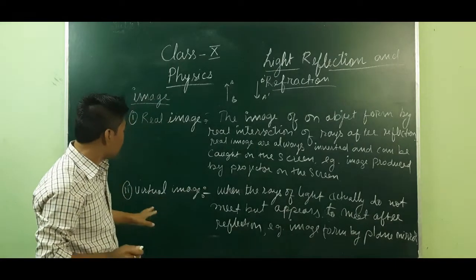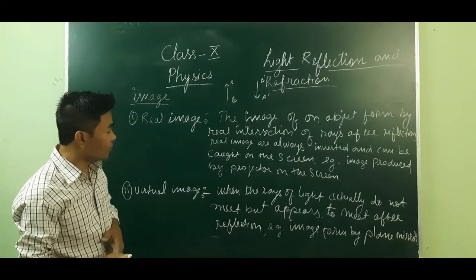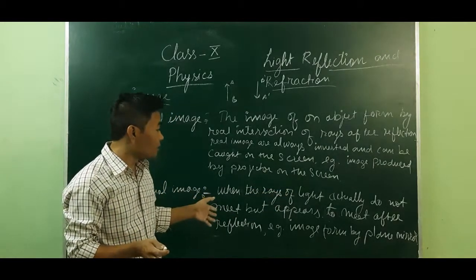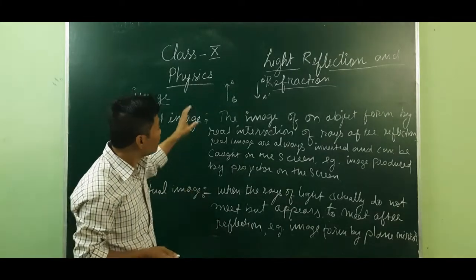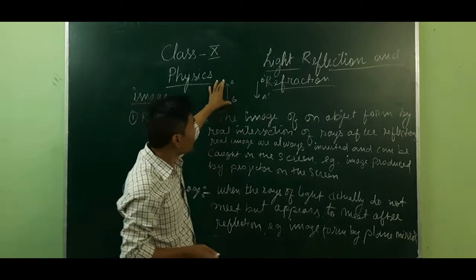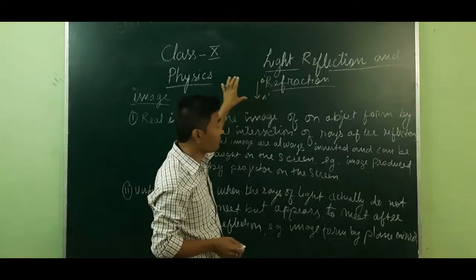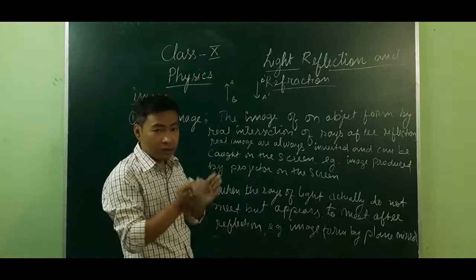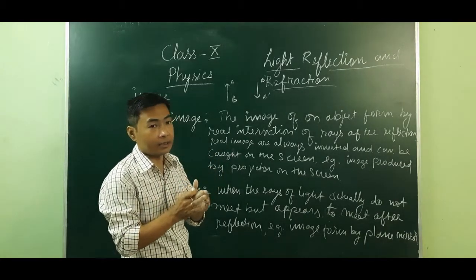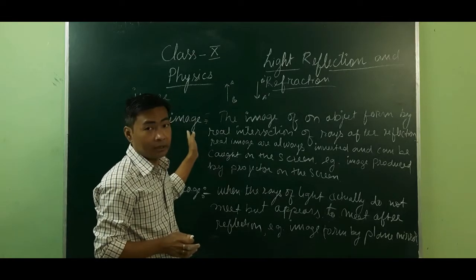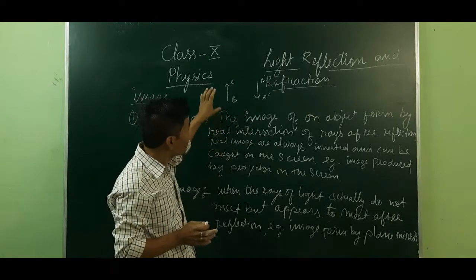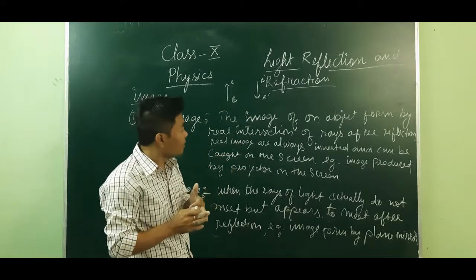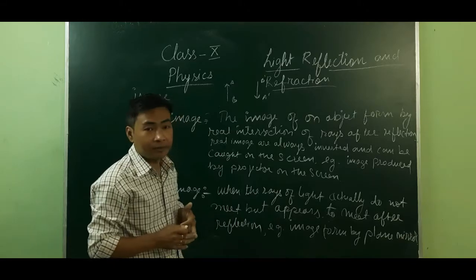Now let's come back to the virtual image. What are virtual images? When the rays of light actually do not meet but appear to meet. For example, from an object, when these two rays go parallel, they keep on going and going and going. These two rays never come back and intersect, like in case of real. So in case of virtual, the rays from the object keep on going, but they will never come back and intersect.